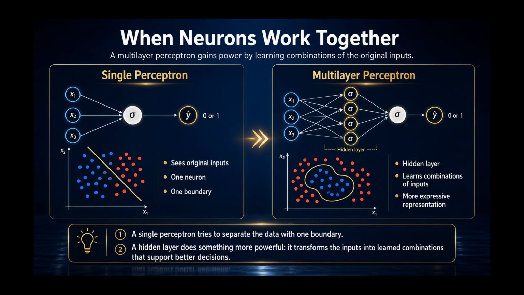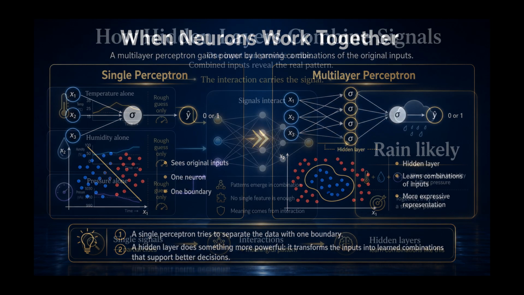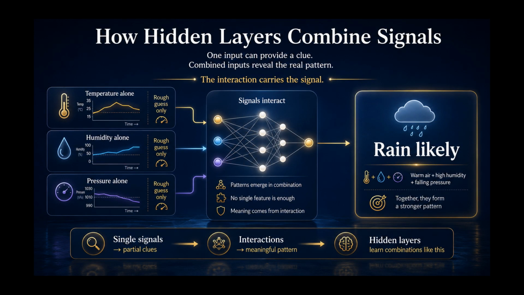A single perceptron sees the original inputs and tries to draw one boundary. A hidden layer does something more powerful. It learns combinations of those inputs. Think of a weather forecasting team. One person watches temperature, another watches humidity, another tracks air pressure. Individually, each signal can support a rough guess about rain, but the real pattern appears when the signals interact.